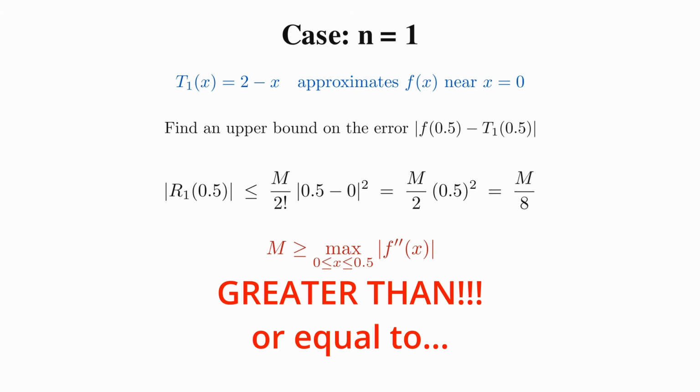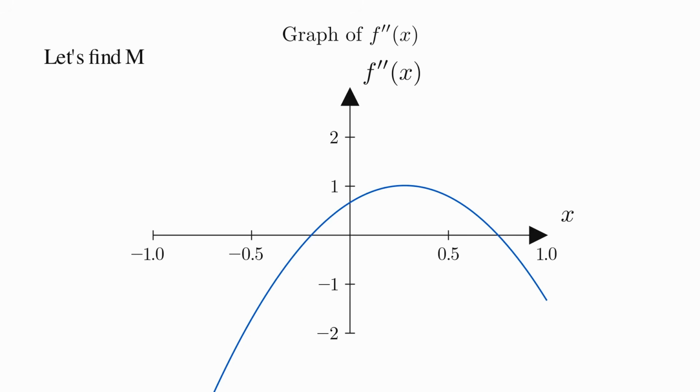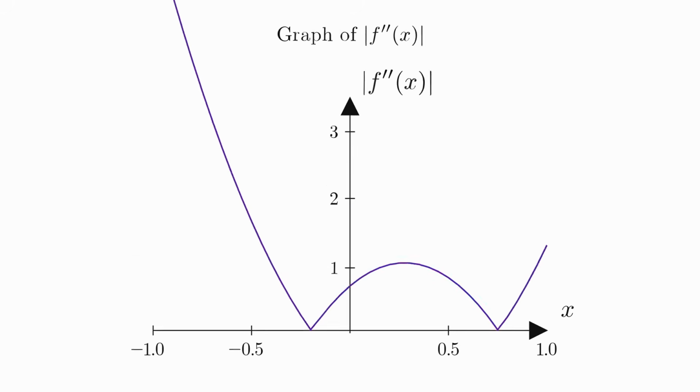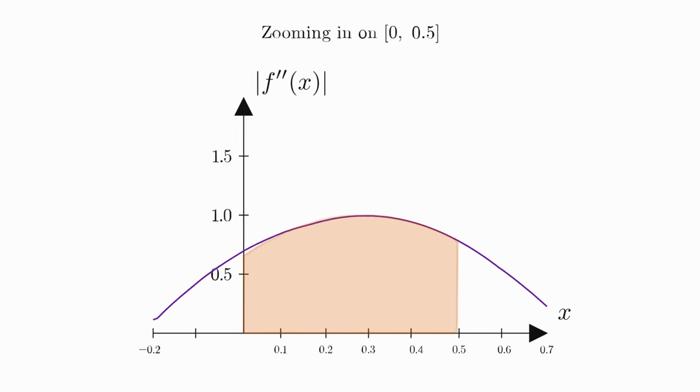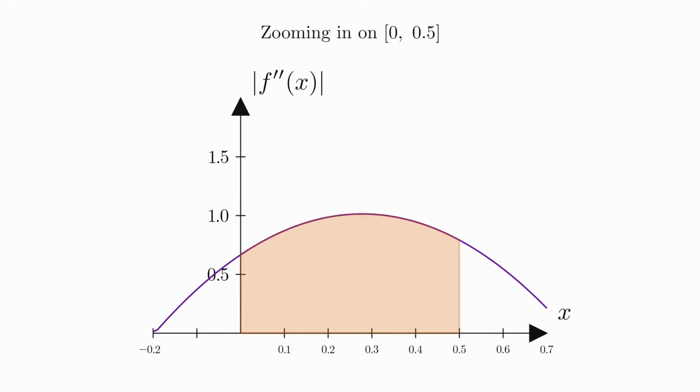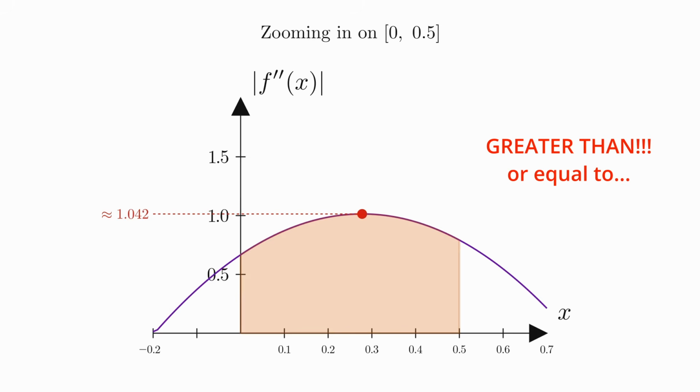Well, in this case, M is less than or equal to the maximum on the interval from 0 to 0.5 of the absolute value of the second derivative. So let's see what that looks like. And here's a graph of the second derivative. To find M, we need actually the absolute value of that, so we can just transform it. Everywhere that graph is negative becomes positive. We are only searching on the interval from 0 to 0.5. So on that interval, if we zoom in, we can see there's a little maximum there, and it's approximately 1.042. And so M is less than or equal to that value, 1.042.